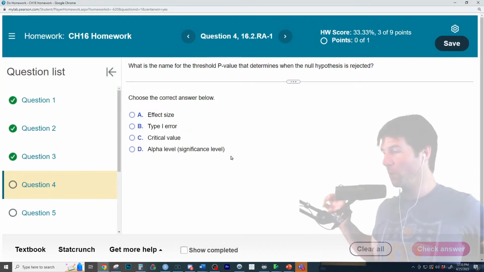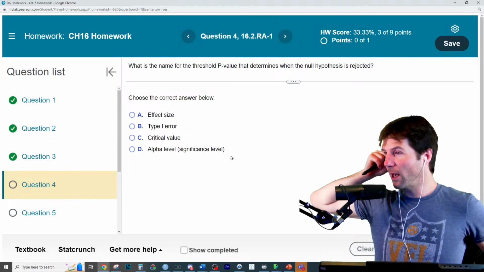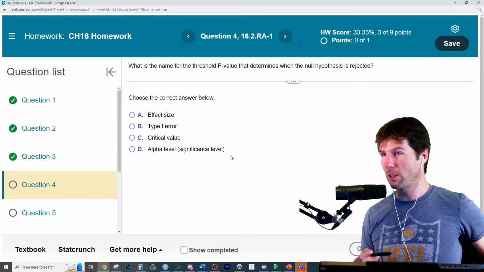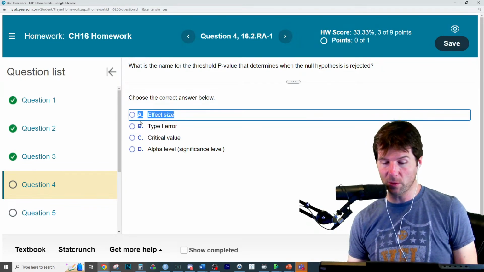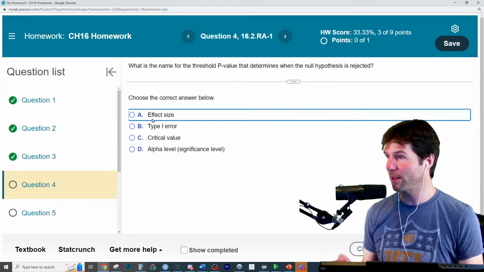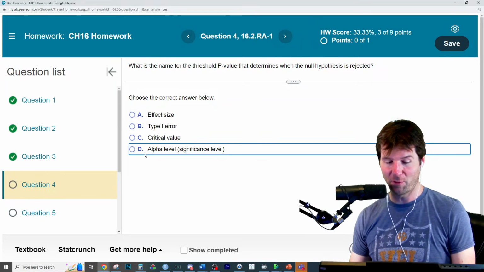What is the name of the threshold? We reject the null. Once again, have this memorized. These are great things to put on flashcards. Effect size is the true difference between the null and the hypothesized amount. Yep, alpha level for this one.